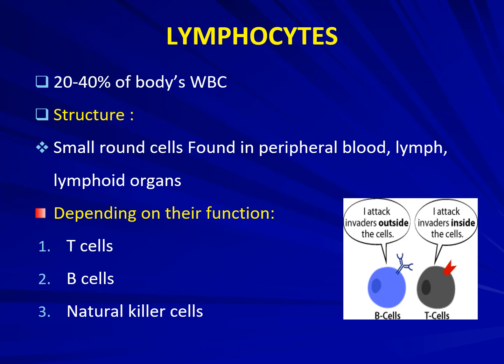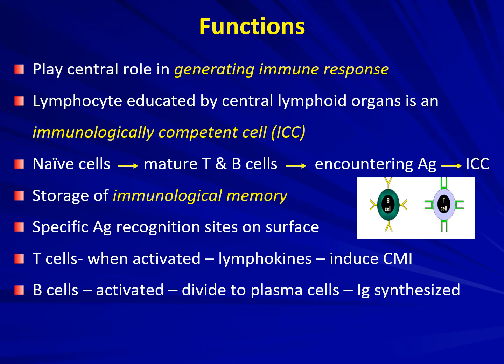Moving on to lymphocytes. 20 to 40% of the body's WBC comprises lymphocytes. They are small round cells found in the peripheral blood, lymph and lymphoid organs. Depending on the function, they are classified as T cells, B cells and natural killer cells. Overall, they play a central role in generating immune response. Lymphocytes educated by the central lymphoid organs are called immunologically competent cells.